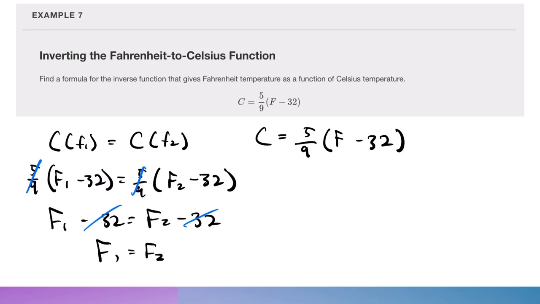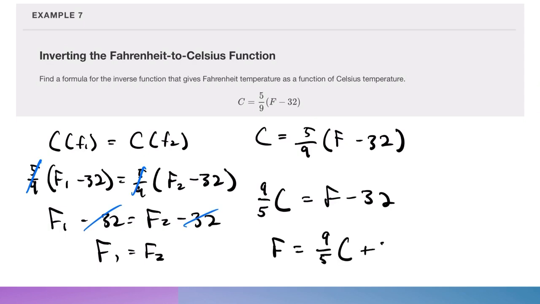So we can still do the same thing. Multiply both sides by 9/5. And we get F minus 32. And then add 32 to both sides. So degrees Fahrenheit is going to be 9/5 degrees Celsius plus 32. I think this is fine.